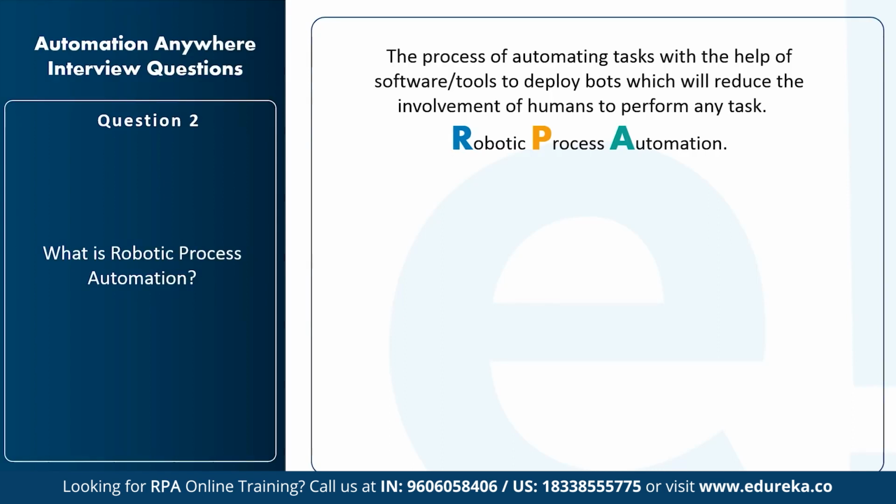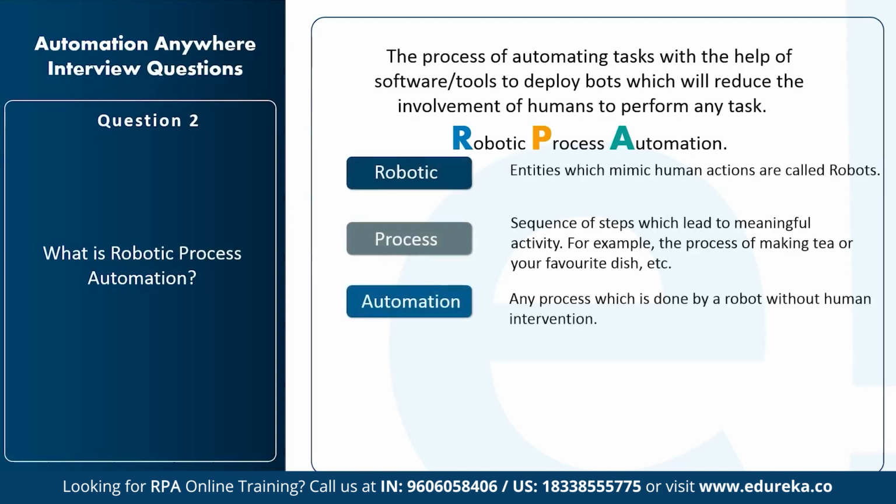So over here, if you look at the term robotic process automation, then there are mainly three terms that you need to understand. That is robotic, process, and automation. So let me just explain each one of them one by one. Starting with robotic: robots are basically any entities which mimic human actions, and with the help of these bots, you can automate any task.